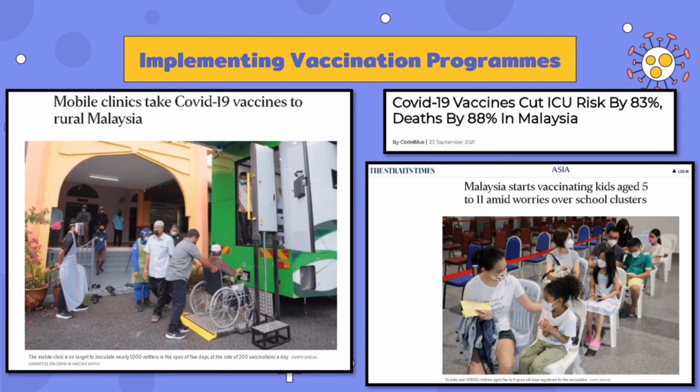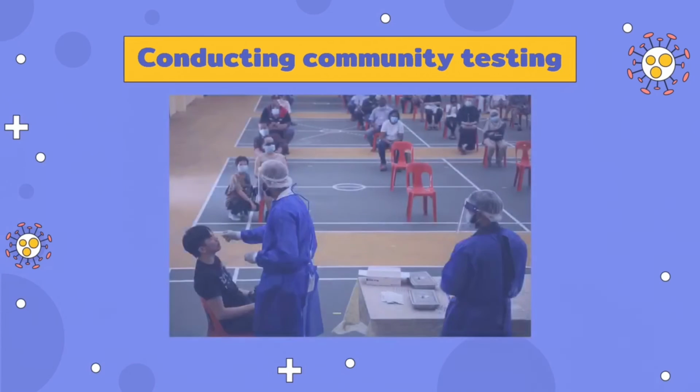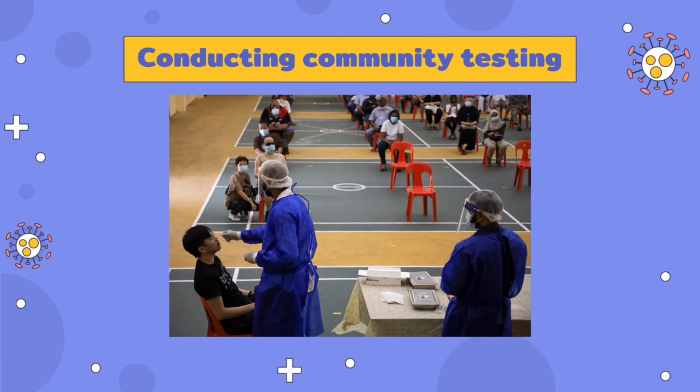can be reinfected. Thus, the Malaysian government is strengthening its effort to implement effective vaccination strategies such as executing booster dose awareness campaigns, increasing the number of vaccination centers, increasing the supply of vaccines, starting vaccination for children, and deploying mobile vaccination clinics. The government also conducts community testing.